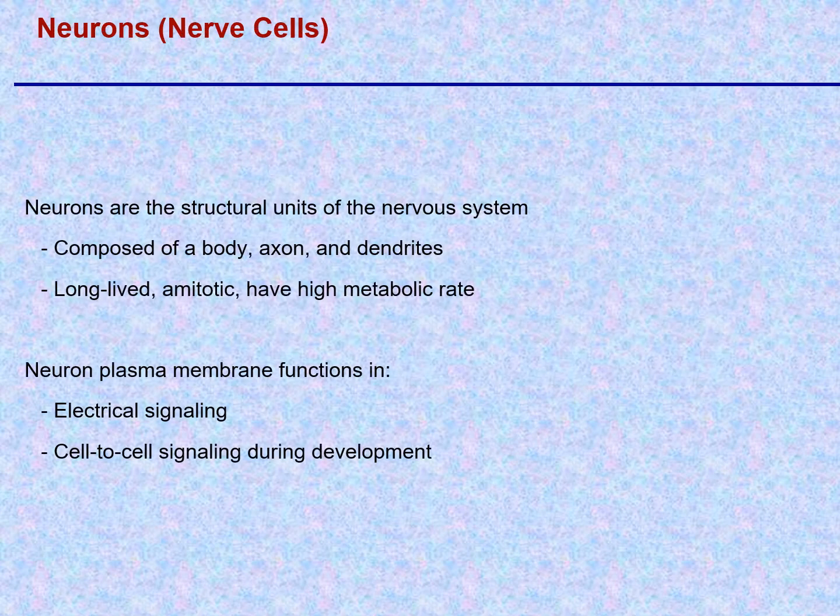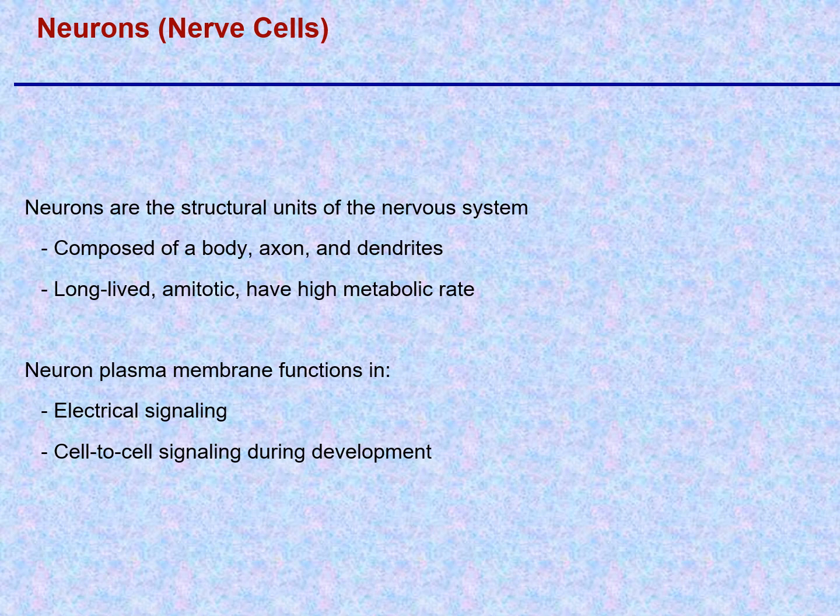All right, let's get on to nerve cells or neurons, which are the main functional and structural units of the nervous system. Essentially, the nerve cell is made up of a cell body with a nucleus in it, and a single large extension from that called an axon, and usually many smaller extensions outwards called dendrites. These cells are very long-lived.